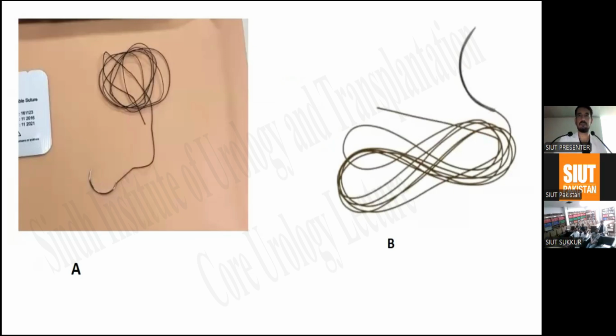And what is this suture? Black in color. Silk. So what are the properties of silk? Where do we mostly use it? Ligation of what? We use it for renal and arterial ligation and for the drain placement.